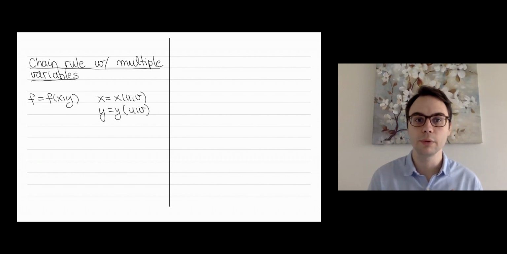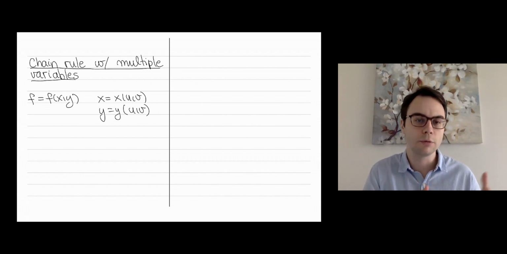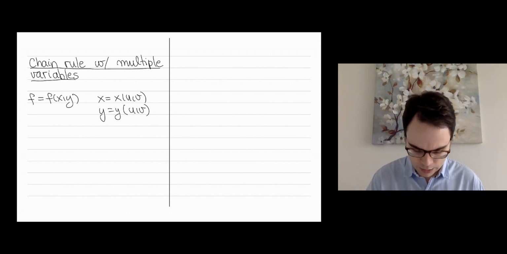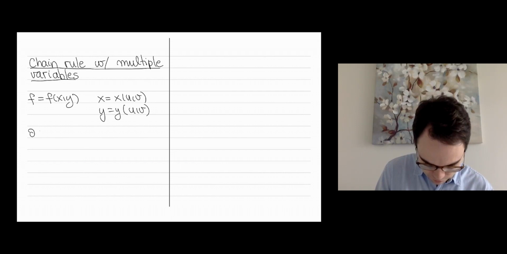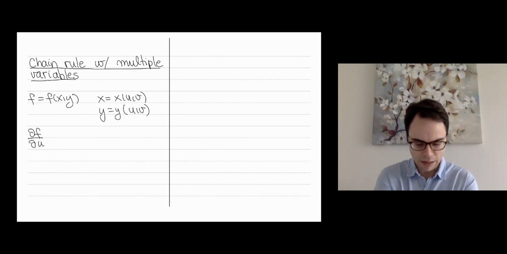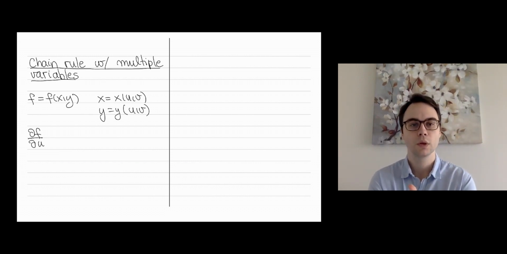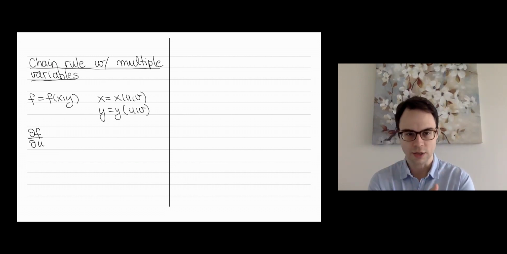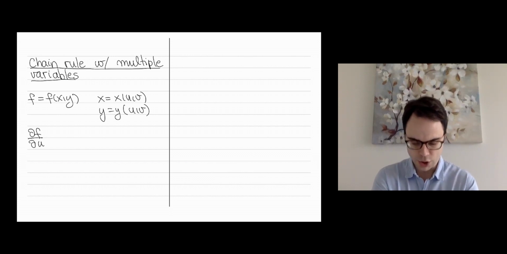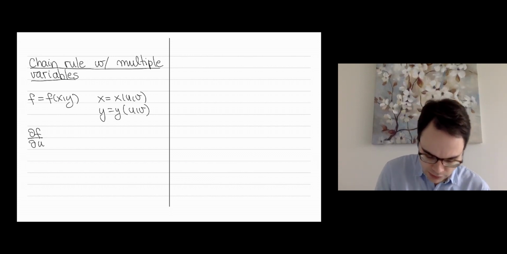So for example, u could be r from polar coordinates, and v could be theta, the angle from polar coordinates. And then it would be a very fair question to ask: how fast does f change with r? Or sorry, we're working in general here. So how fast does f change with u, given that we know how f changes with x and y, and how x and y change with u and v?